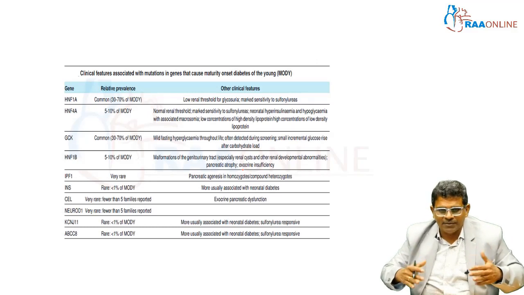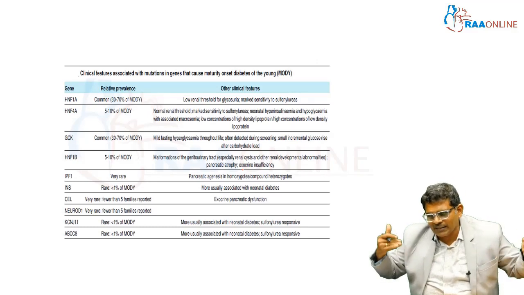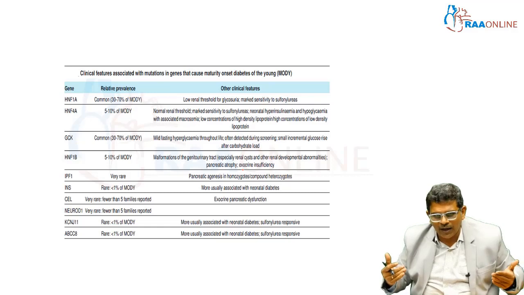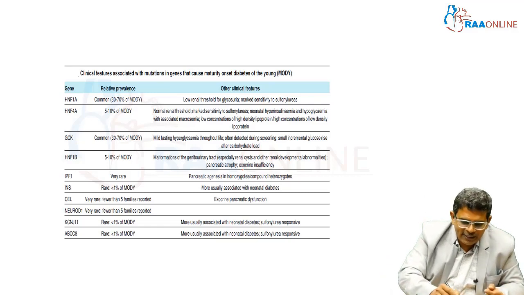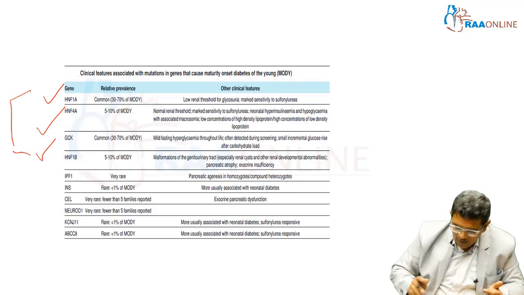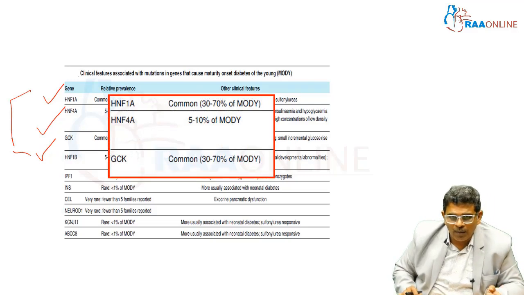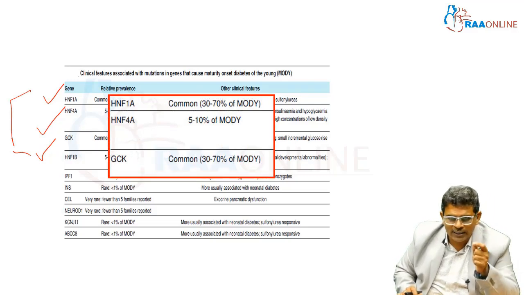These are not the only types. As I said, there are about 70 types of MODY available. But the 3 most common types of MODY that we see are HNF1 alpha, HNF4 alpha and glucokinase. So these are the commonest types of MODY. HNF1 alpha and glucokinase are the most common. HNF4 alpha constitutes a minimal share. The rest of the MODYs are very rare. So this is what we need to know.